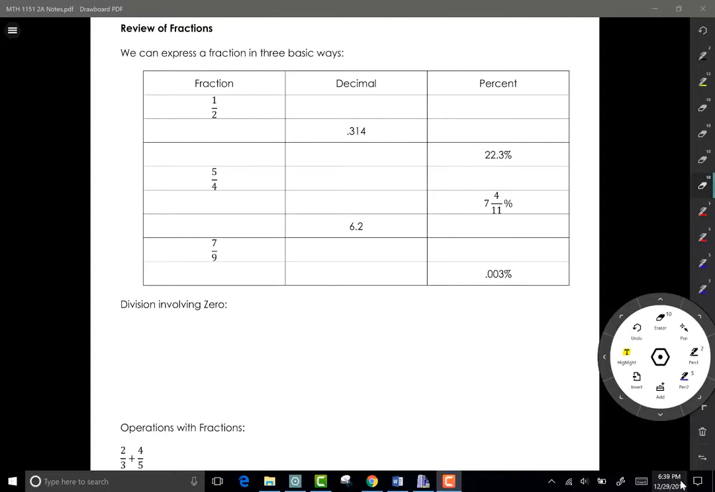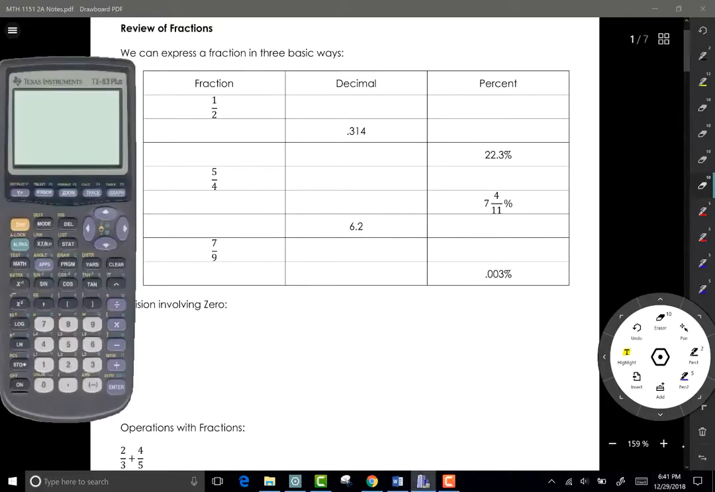When we're working with unit analysis, we need to be comfortable with fractions. So before we actually jump into unit analysis, working with units, we are going to do a brief review of fractions. A fraction can be represented in 3 basic ways. You have a fraction with a fraction bar. So the 1/2 represents a division problem. It's 1 divided by 2. That fraction bar represents division. The number in the top is called the numerator, and the number in the bottom is called the denominator.